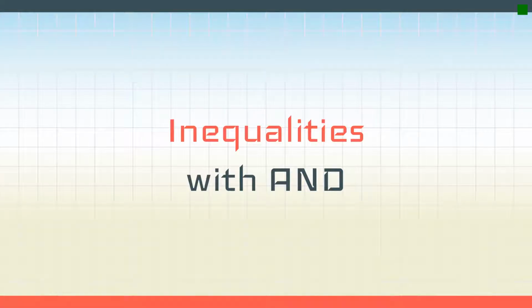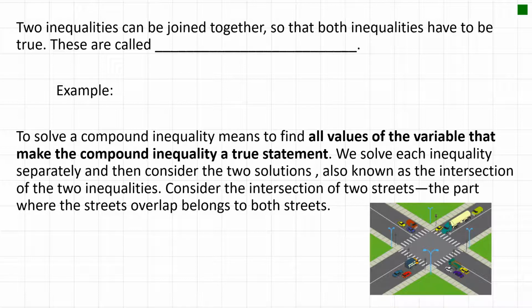Inequalities with "and." Two inequality statements can be joined together so that both inequalities have to be true. These types of inequalities are called compound inequalities.